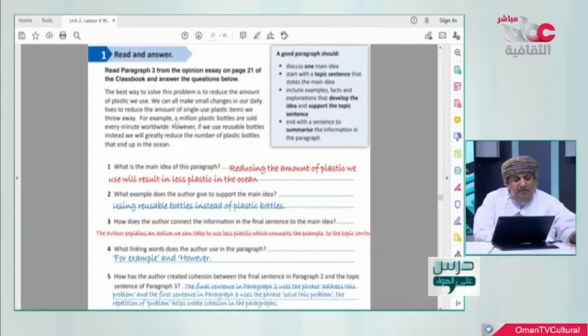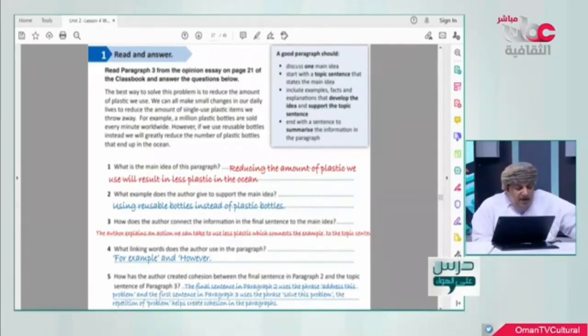For example, 1 million plastic bottles are sold. This is another example. Instead, we live every minute worldwide. However, if we use reusable bottles instead, we will greatly reduce the number of plastic bottles that end up in the ocean. (In Arabic: that is, if we reduce plastic consumption, the amount of plastic thrown into the oceans will decrease.)